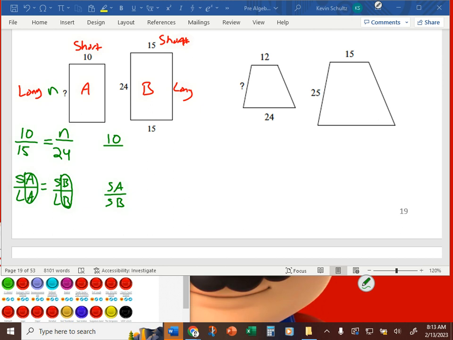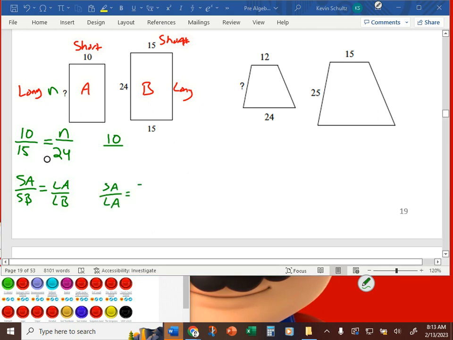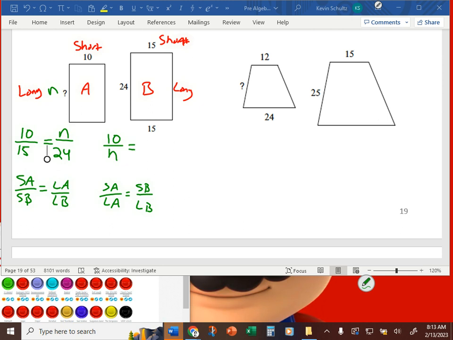Oh, that's what we did. Hold on. Sorry, I had that backwards. I gave you the answer. Short A over short B is what this first one is. Long A over long B. Hold on. That deserves a... There we go. Okay. Short A over short B is our first one. So our second one is going to be short A over long A equals short B over long B, right? Short A over long A, that's going to be 10 over n. And then short of B over long of B is 15 over 24.